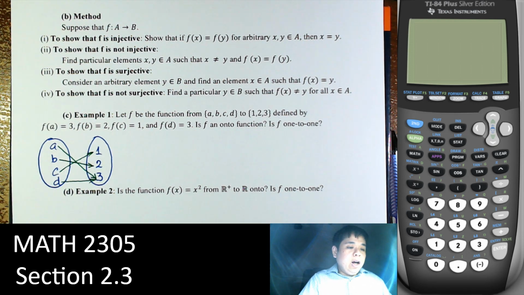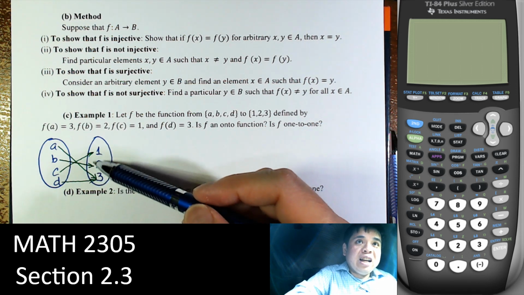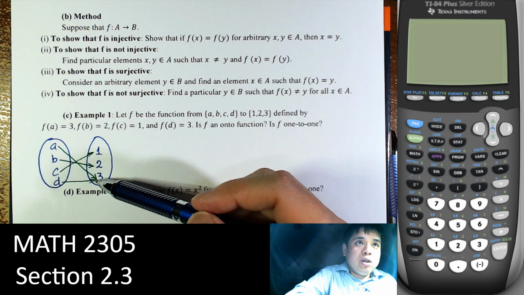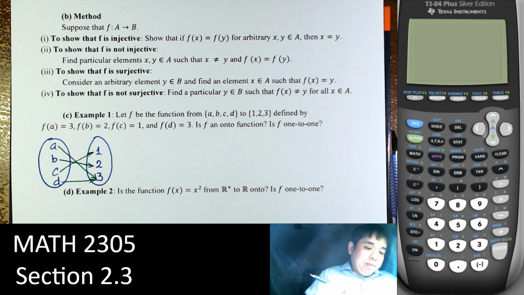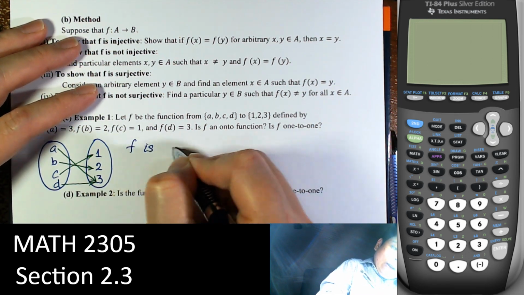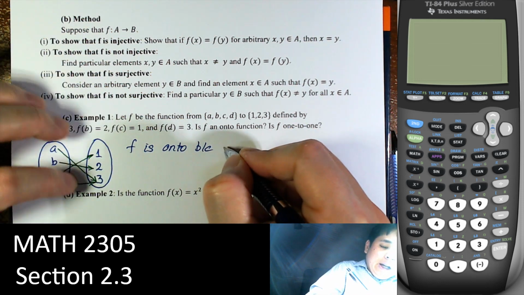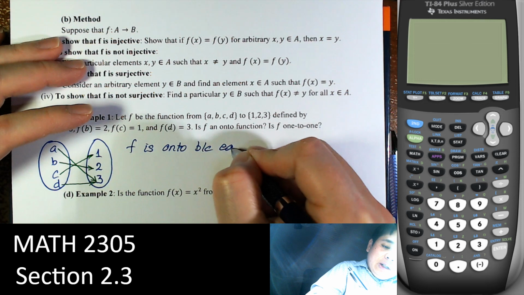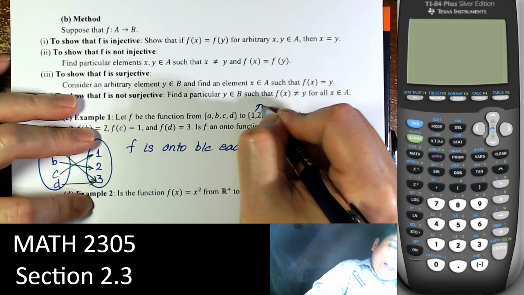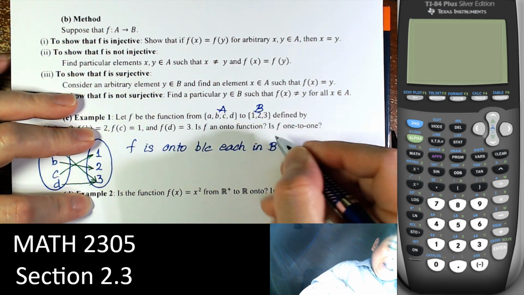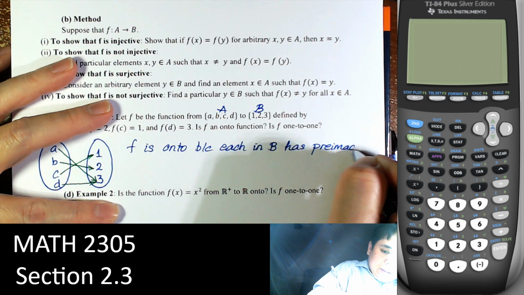Right. So when we look at this map, we say that every member in the second set, every member in the codomain, has a pre-image. So this is also the range. Each one of them has a pre-image. So that means it is onto. Each in the second set, let's call this second set B, has a pre-image.